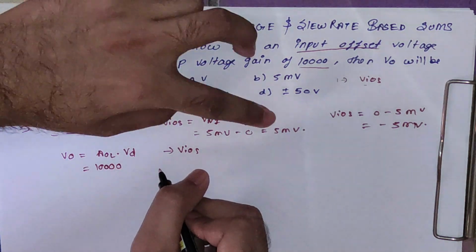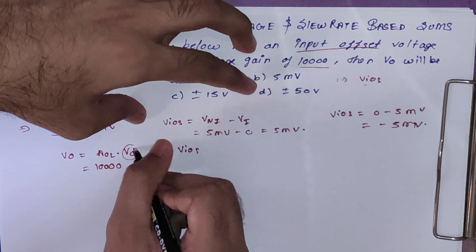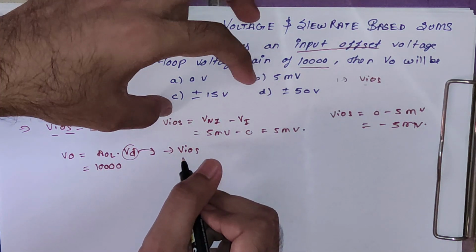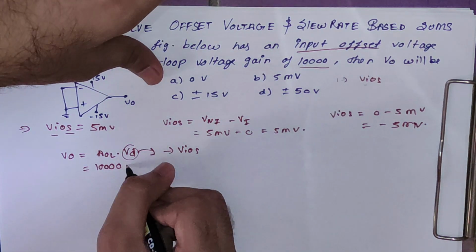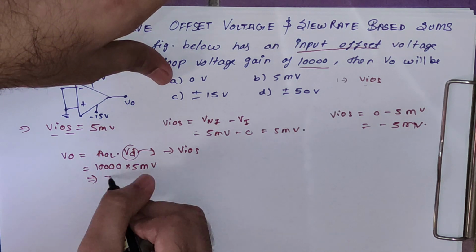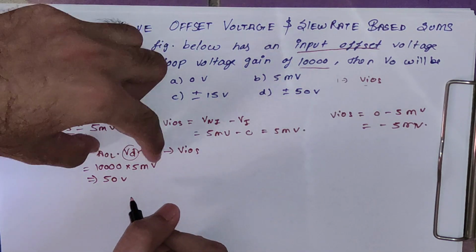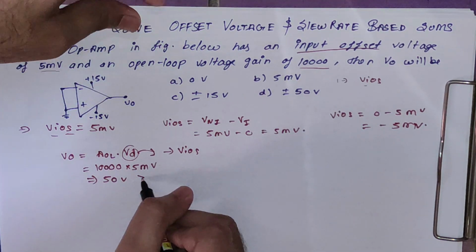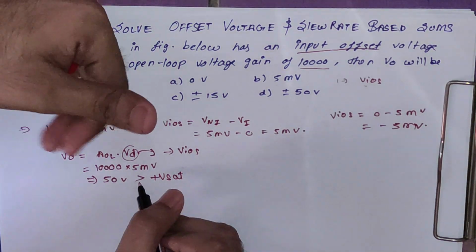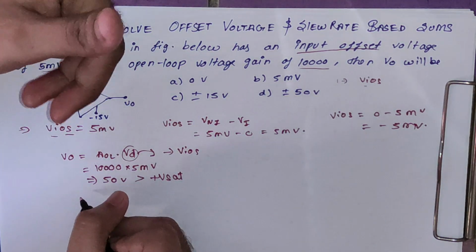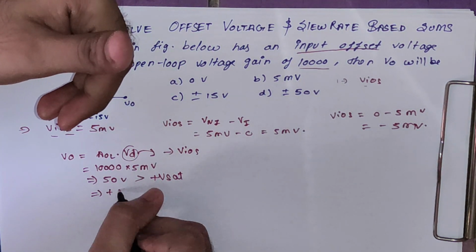In the first case VIOS is 5 millivolt. Since VD is equal to VIOS, we can replace VD with VIOS. So we multiply directly with 5 millivolt, and what we get is 50 volt. This is what we get from the first case. But here you should notice this VO is greater than plus Vsat, so the op-amp is going to output at most plus 15 volt.